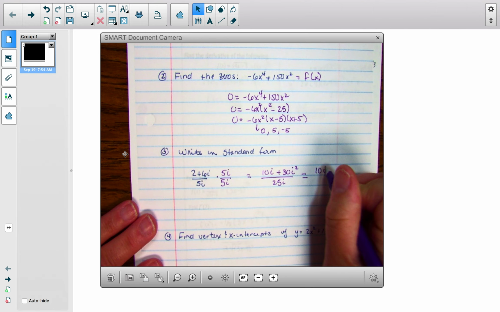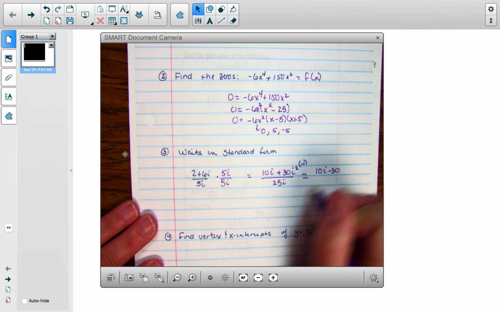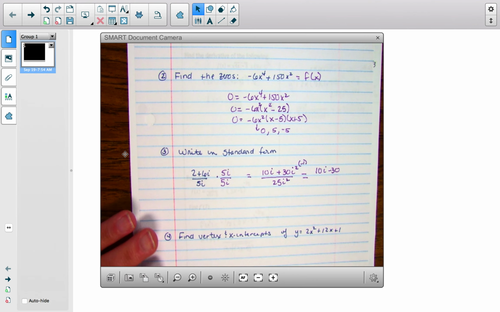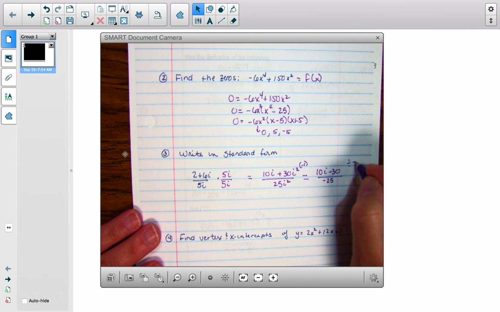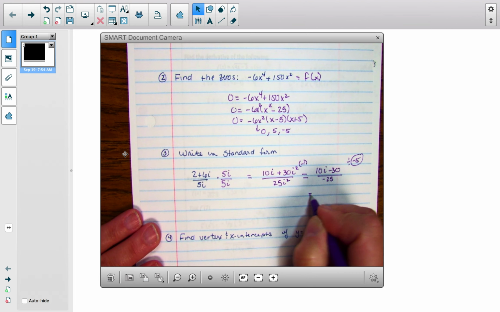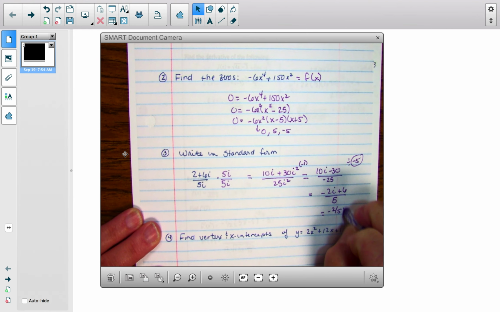So we get 10i. Remember, i squared is negative 1, so that's minus 30. And that's 25i squared. And so this is a negative 25 on the bottom. I'm going to divide them all by negative 5. That gives us negative 2i plus 6 all over 5. If I want you to write it in standard form, it's negative 2/5 i plus 6/5.